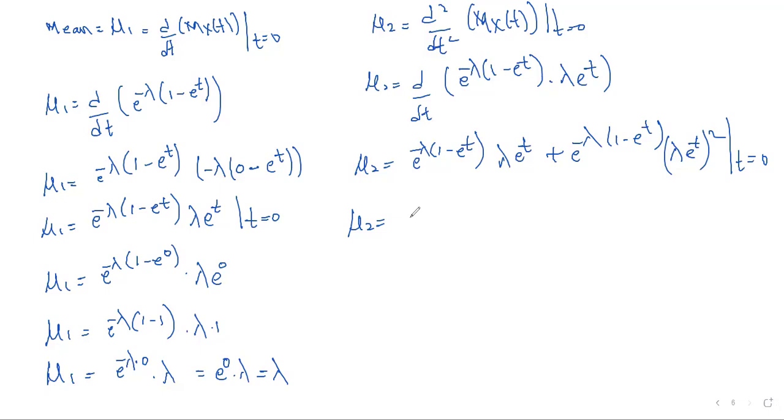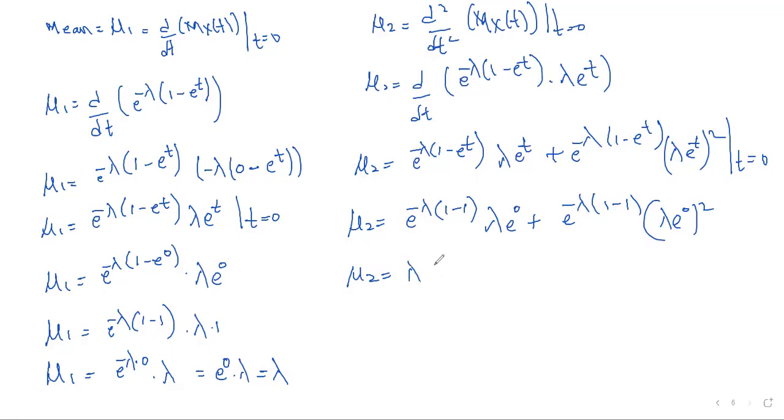That is, mu2 equal to e power 0, e power minus lambda into 1 minus e power 0 will be 1, then lambda into e power 0, plus e power minus lambda into 1 minus 1, then lambda into e power 0 whole square. So mu2 equal to lambda plus, this is 0, lambda square we can get. This is what mu2. But what is the variance?